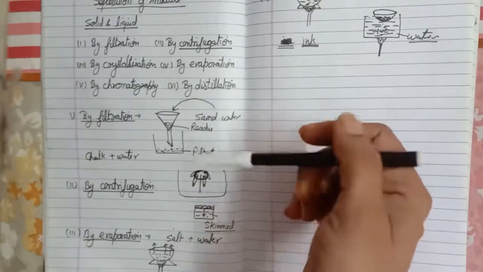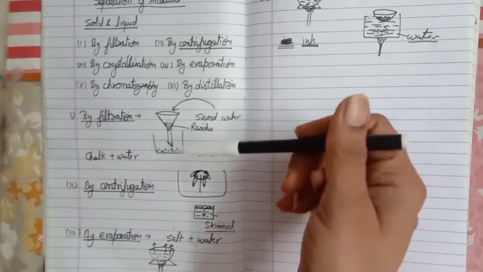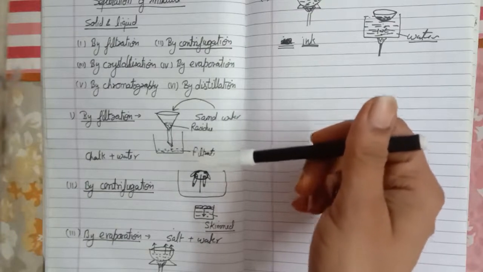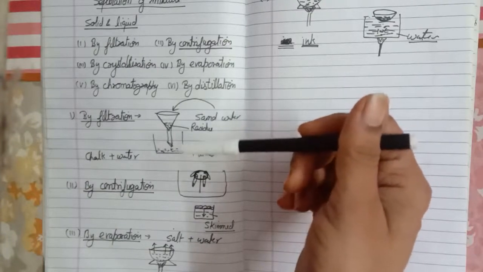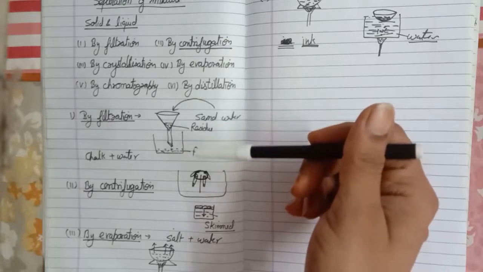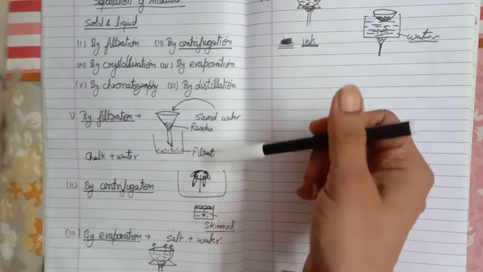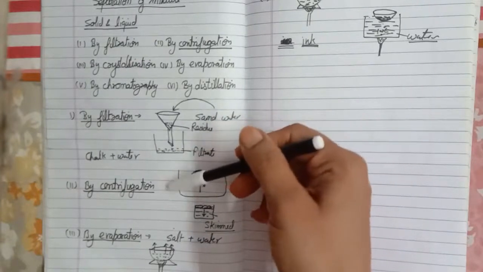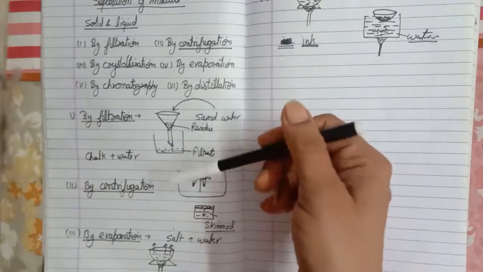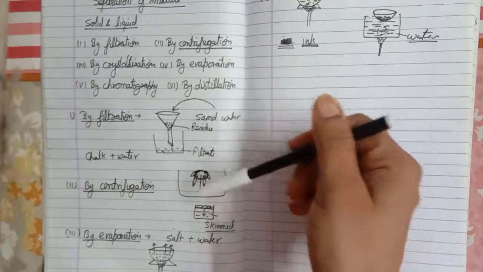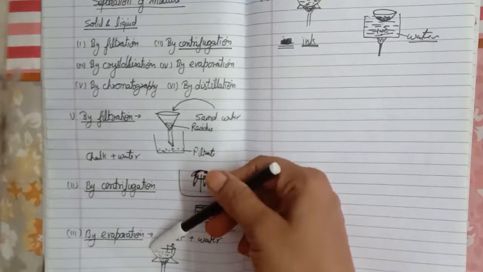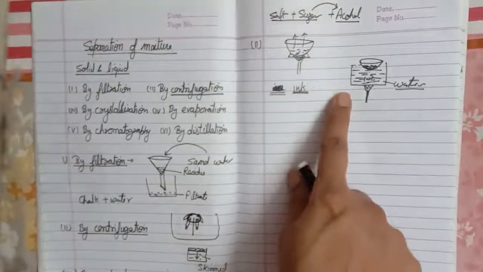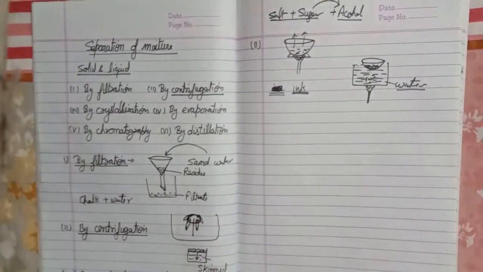Suspension has a large particle size. So by using centrifugation, we can separate those solids from liquids which get suspended in the liquids. Another method is evaporation. The evaporation technique we can use for those solids which get dissolved into the liquid. Okay, now the next method is crystallization.